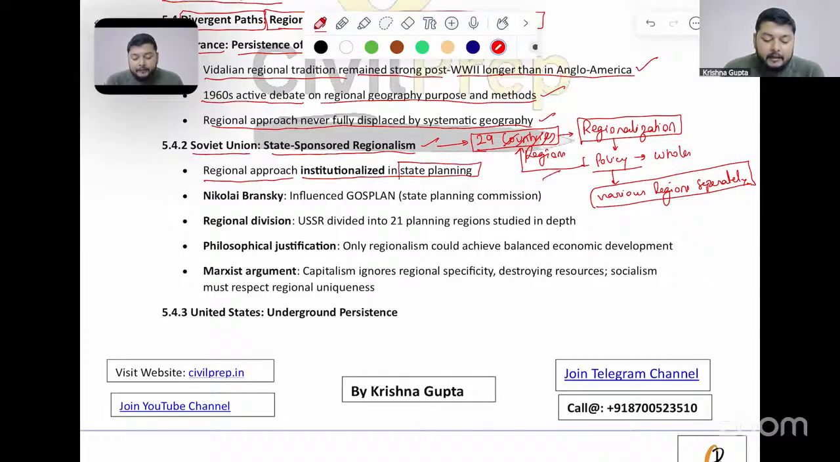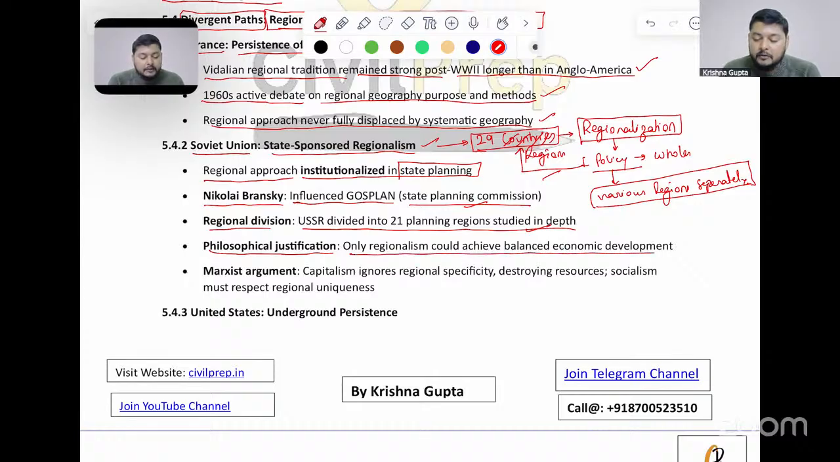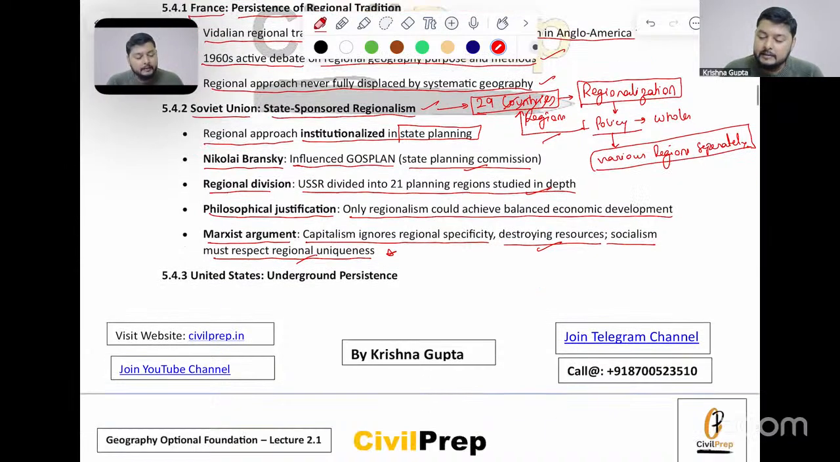As we can see here, Nikolai Baransky influenced the Gosplan State Planning Commission. The regional division: the USSR was divided into 21 planning regions studied in depth. Philosophical justification: only regionalism could achieve balanced economic development in the Soviet Union. There was a Marxist argument here also. Capitalism ignores regional specificity, destroying resources. Socialism must respect regional uniqueness. This was given by Marx here. Majorly, Marx's philosophy was taken into consideration for making these regional studies better.